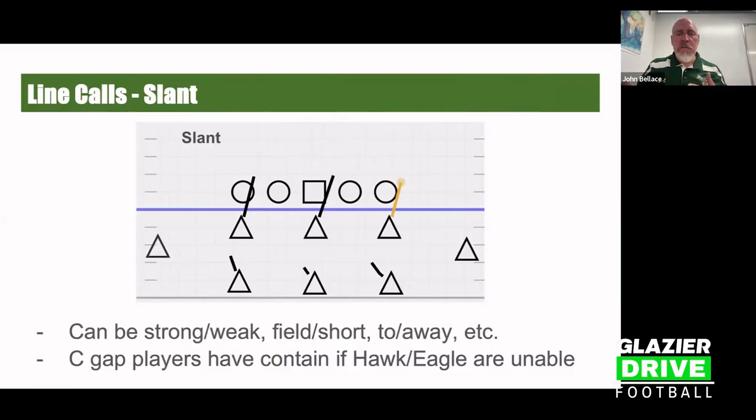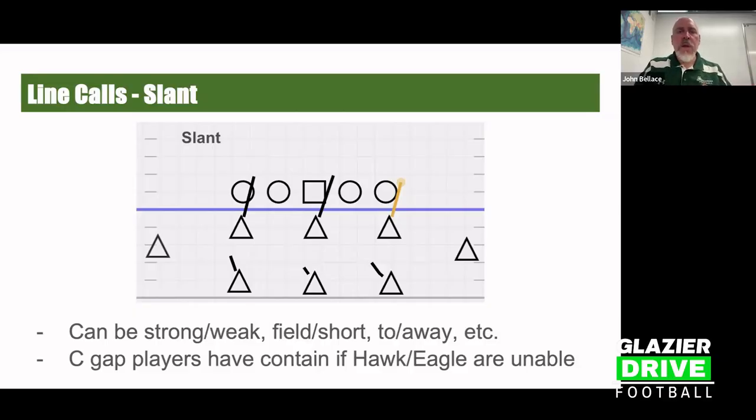Slant, exactly as it sounds, right? Again, strong, weak, field, short, however you want to do it. This is the one place where your linebackers have to have their thinking caps on a little bit because they have to understand which way we're slanting based on the call, and that I have the opposite. So if we're slanting to the right, I've got the left gap.